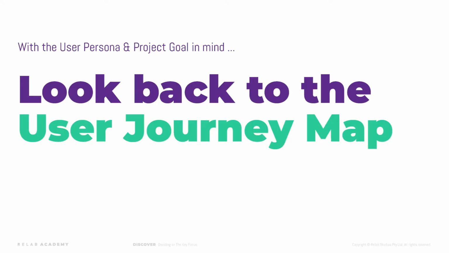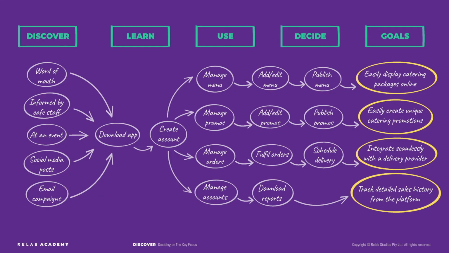Now, by having the user persona and the project goal in mind, you're going to be able to do the next exercise. First of all, you need to pull up your user journey map. We've covered the user journey map in the drawing the user journey map segment, which was under our vision program. What you want to do is pull it up and have a look at it. Here's what it looked like. So we covered steps on how a user discovers, learns, uses, goes through decision-making processes, up to the point where they finally achieve their goals.